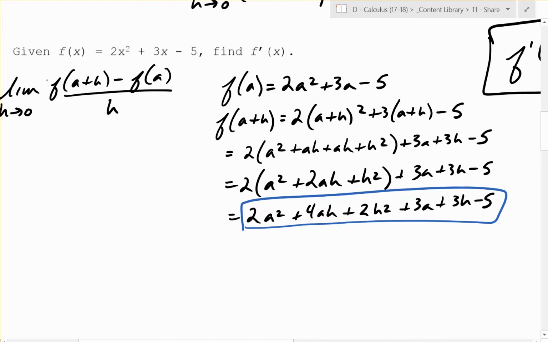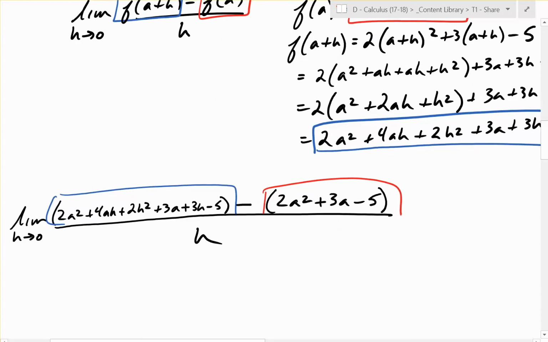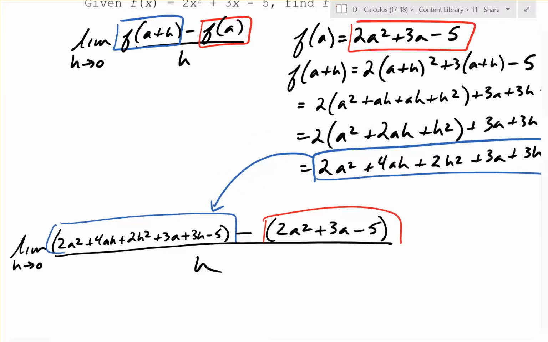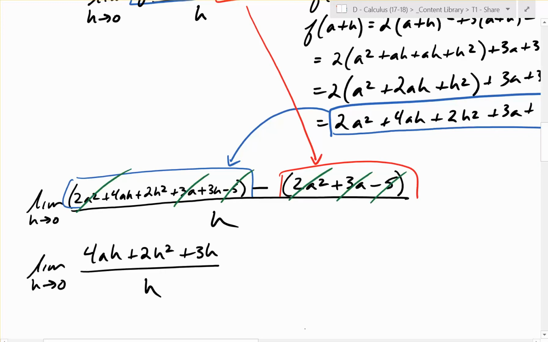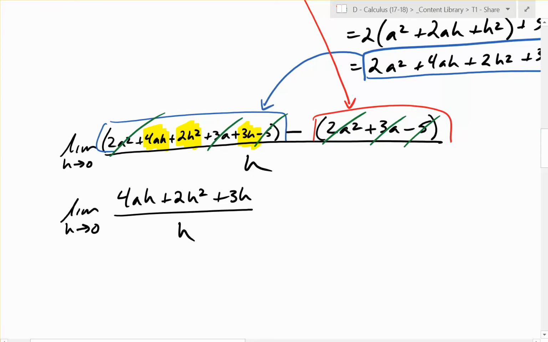So this part is f of a plus h. All I've done here is rewritten, taking the function evaluated at a plus h and putting it there, and the function evaluated at a and putting it there. Let's see what cancels. A whole lot cancels, and you're just left with 4ah, 2h squared, and 3h, which is great because what does that mean?